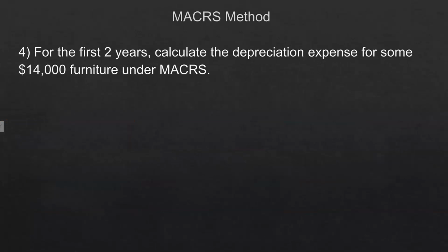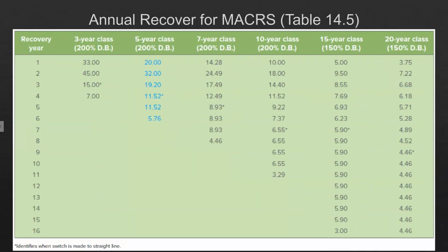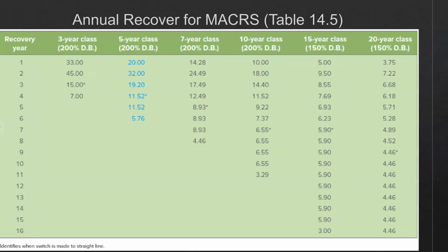Okay, here's the next one. For the first 2 years, calculate the depreciation expense for some $14,000 furniture under MACRS. Now, we're going to go back to that chart. We're going to do the first 2 years, going back to the 7 years. So we're going to use 14.28% and 24.49%, and all we have to come up with is the amount of depreciation for the first 2 years.